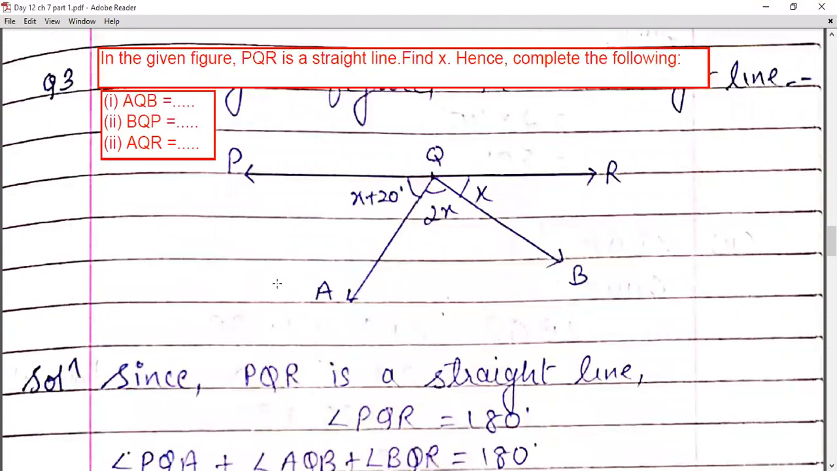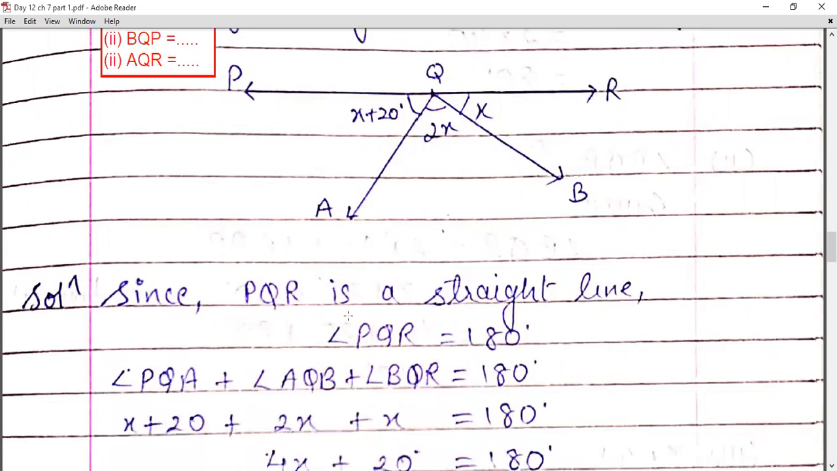Coming up to question number 3. In the given figure, PQR is a straight line. Find the value of x and then complete the parts of this question. So since PQR is a straight line, angle PQR will be equal to 180 degrees, or the sum of the angles making angle PQR will be equal to 180 degrees.